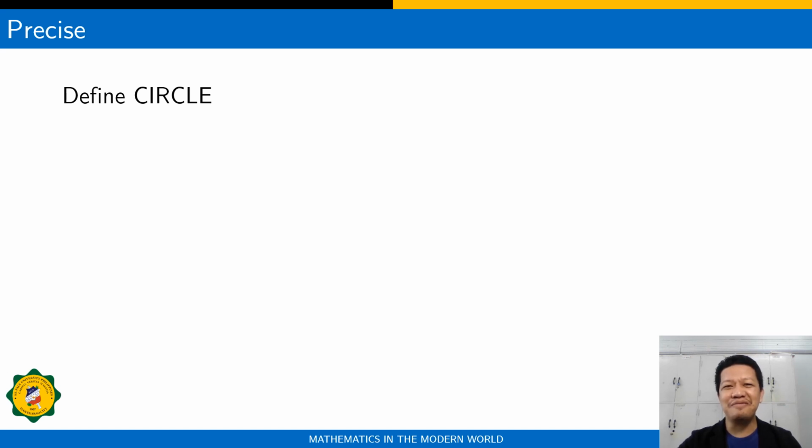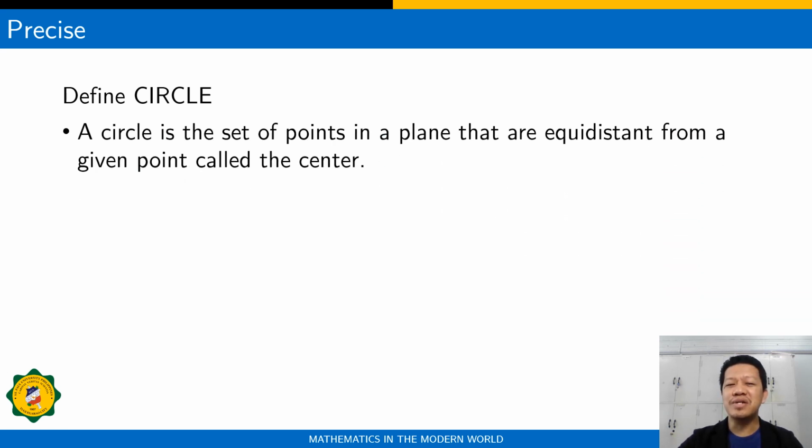So you may check your definition of a circle with this definition from geometry. A circle is a set of points in a plane that are equidistant from a given point called the center. Do you have the same definition with this? This is being precise. Maybe you defined circle just as a set of points. That is just one description of a circle, but it's not a precise definition of a circle.